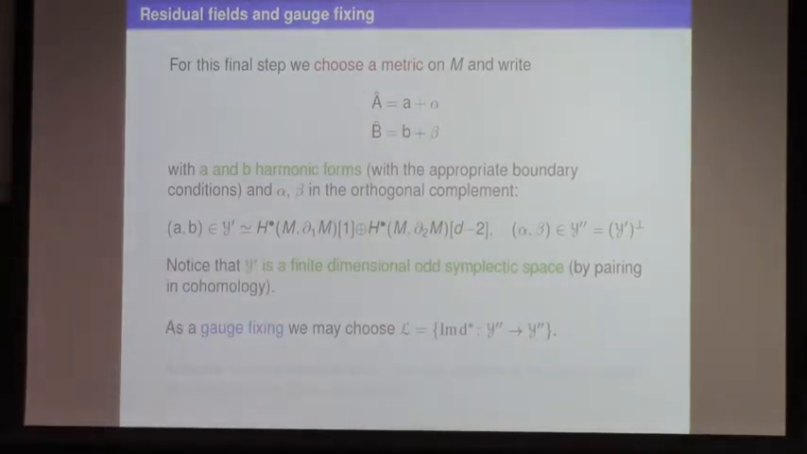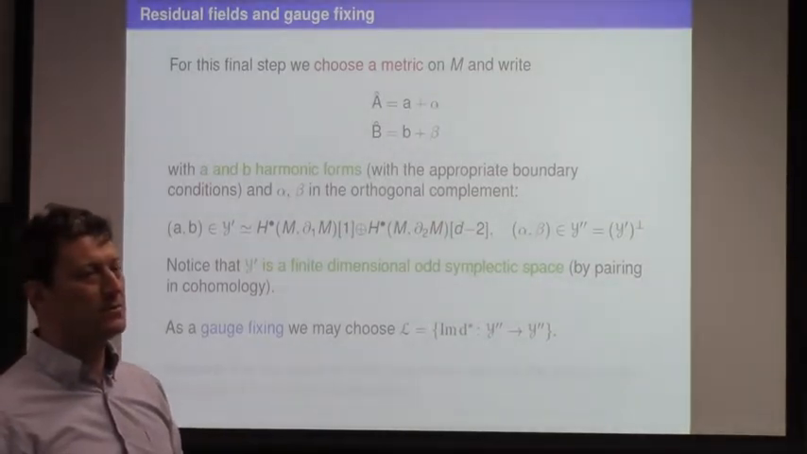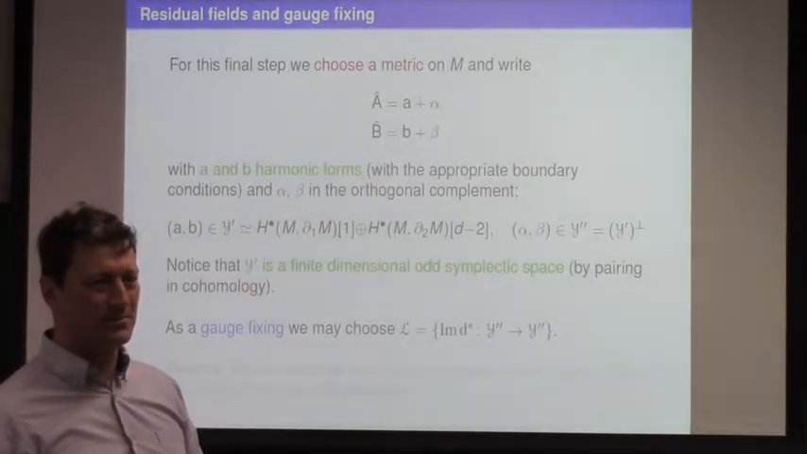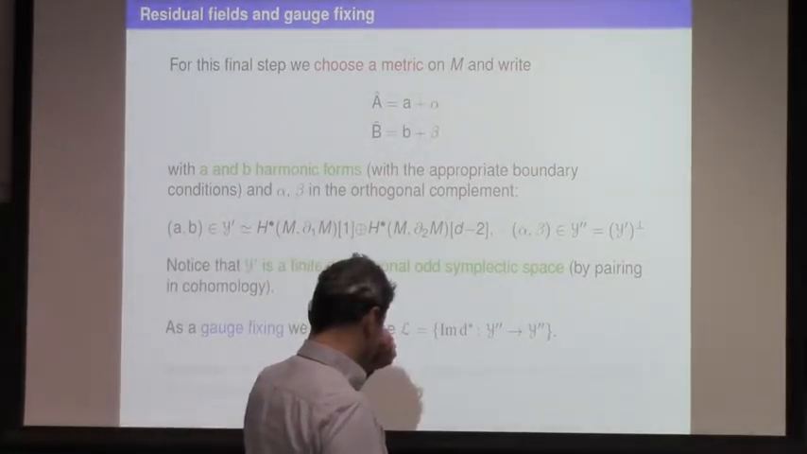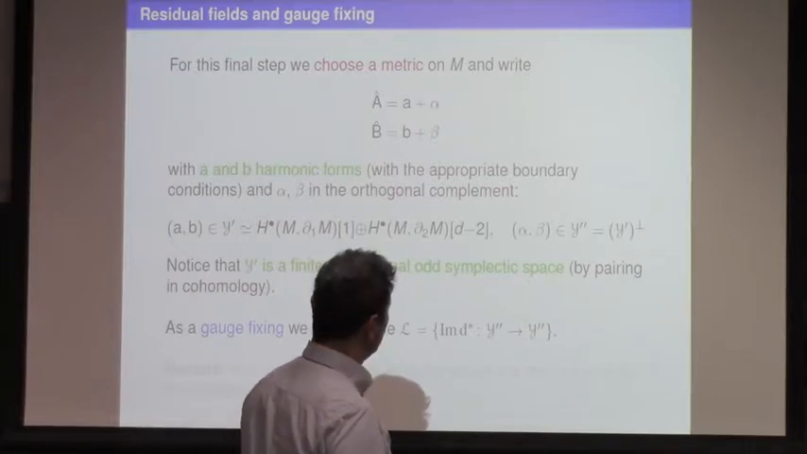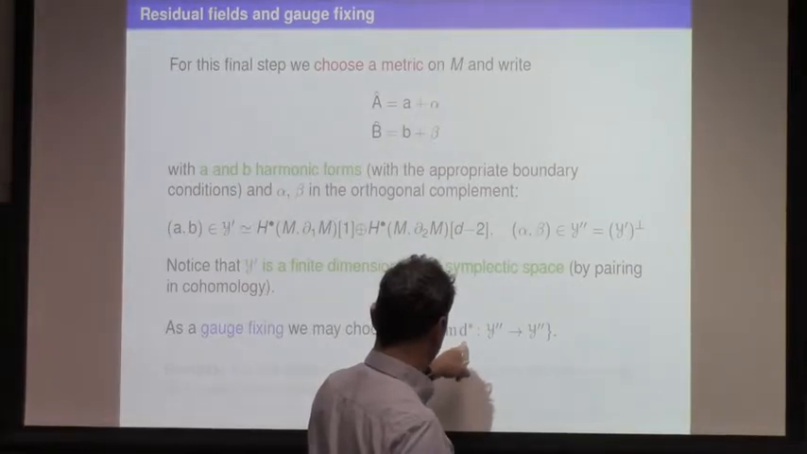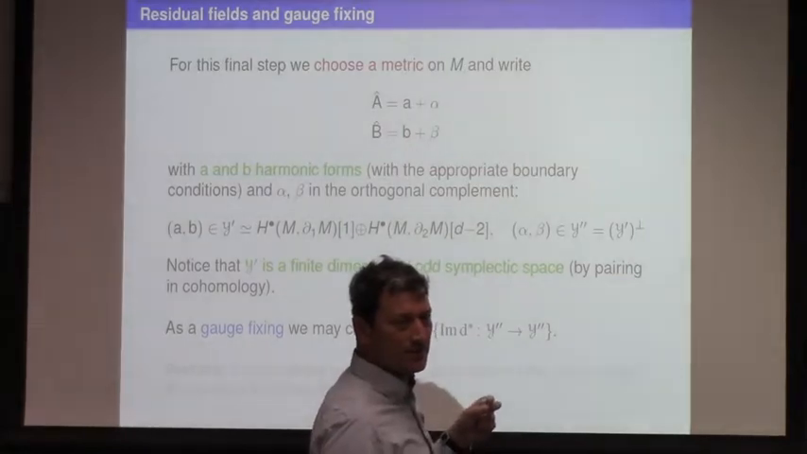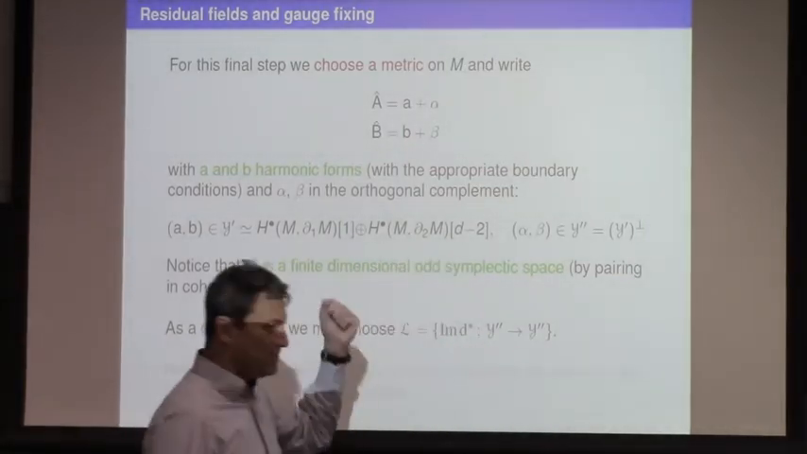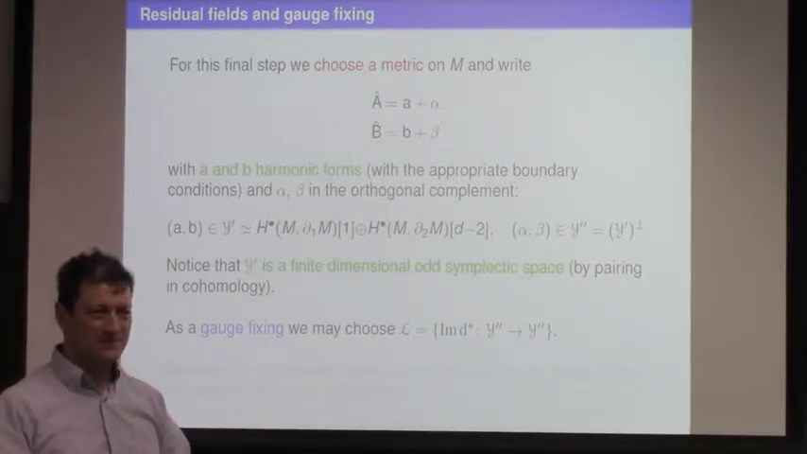Yes? But doesn't it map coexact to exact? Sorry? Doesn't it map coexact to exact? Yes. So what do you mean by invertible on coexact? Well, you have to project down orthogonally. So you start with the coexact form, you apply D, and then you project down. Sorry, you have to pair. Pair. Yeah, you have to pair.